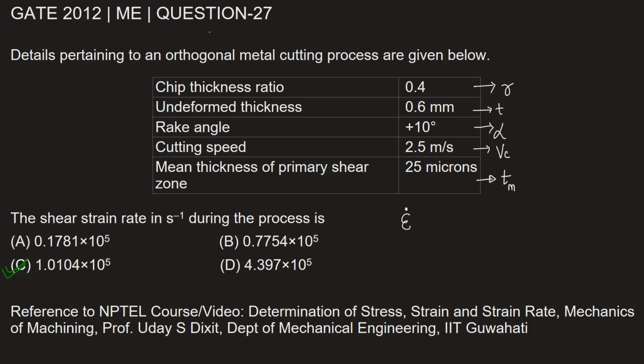To learn more about determination of stress, strain and strain rate in metal cutting process, especially orthogonal metal cutting process, you can refer to the NPTEL video Determination of Stress, Strain and Strain Rate from the course Mechanics of Machining. This course is by Professor Uday S. Dixit. He is from Department of Mechanical Engineering of IIT Guwahati.